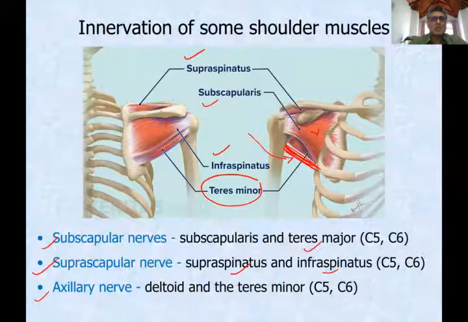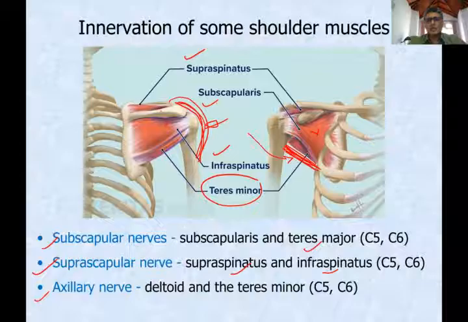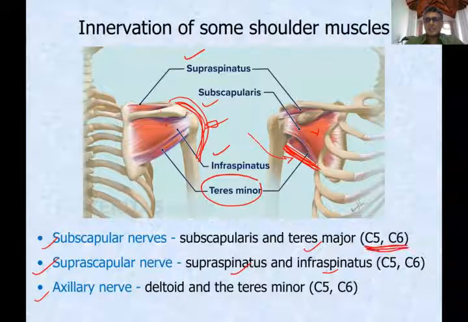The deltoid is the muscle that covers all the attachment of these muscles. You know how the deltoid is attached. Deltoid is here. Okay. So these two, the teres minor and deltoid, are supplied by the axillary nerve. Then the other important point here is that all these nerves, so subscapular nerves, suprascapular nerve, and axillary nerve, all three nerves, they carry C5 and C6 spinal segments.